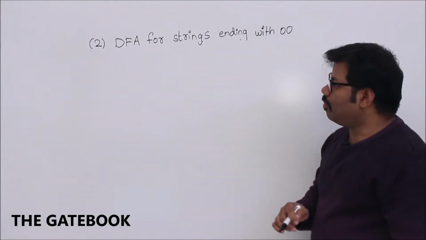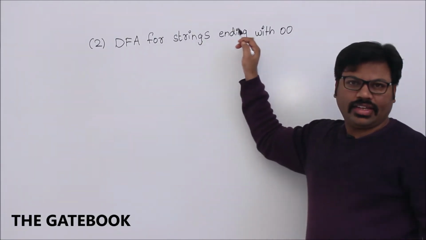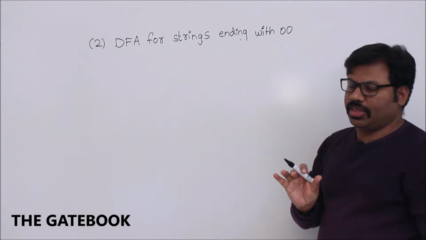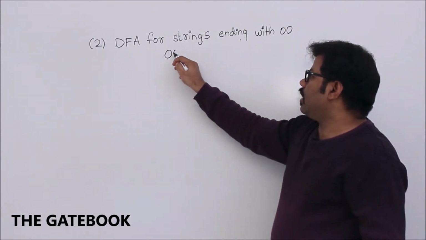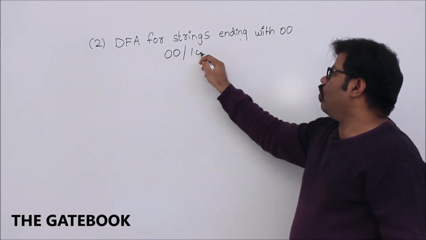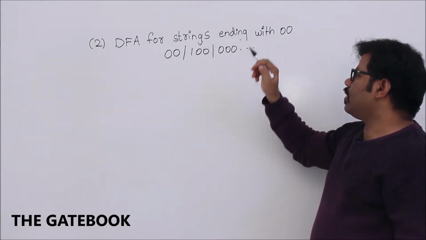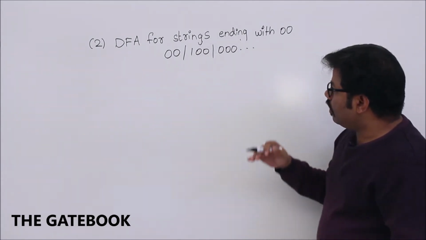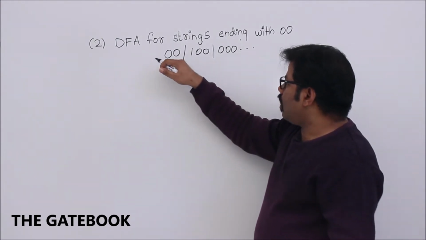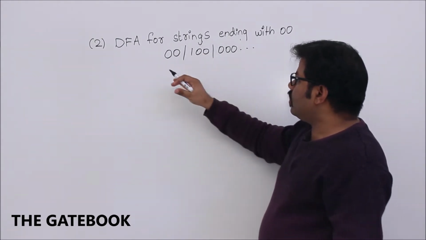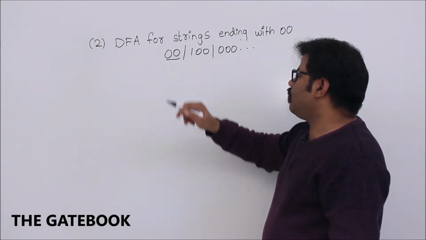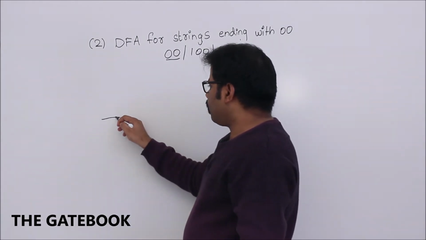Now we'll see the second example, DFA for strings ending with 00. Let's see examples first. One possible string is 00, second one 100, third one 000. All these are examples. Now we have to draw a DFA which accepts all these strings and rejects a string which does not have this form. Let us do that.